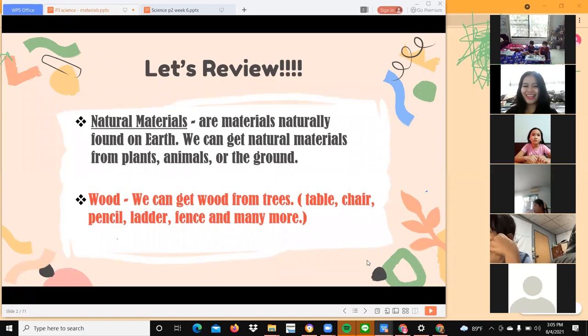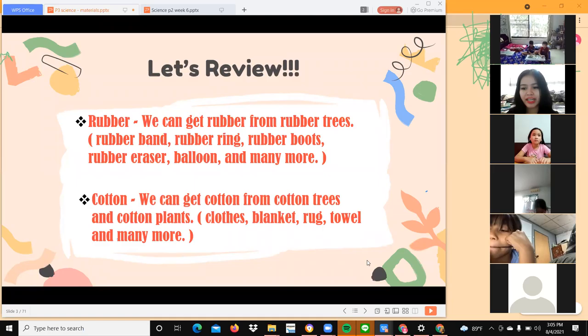We also talked about rubber last time, right? Where can we get rubber again? We can get rubber from rubber trees. Some examples of the objects made out of rubber are rubber band, rubber ring, rubber boots, rubber eraser, balloon, and many more. Again, we can get rubber from rubber trees.